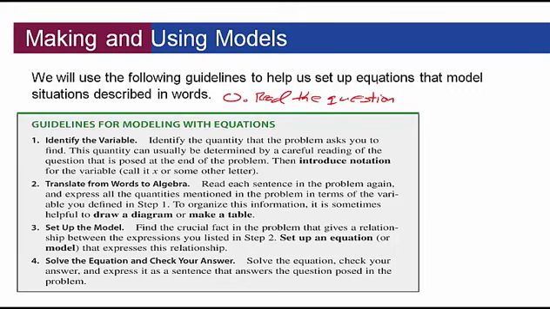Now you're going to read it in little bite-sized pieces, and you're going to pull out all the information you need. And the first thing you're going to look for is the variable. You're going to identify the variable. And what that means is you're really basically just identifying what the question is. All right, so when it says identify the quantity that the problem asks you to find, you're basically identifying the question. What do they want you to figure out?